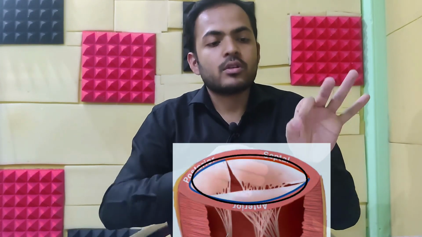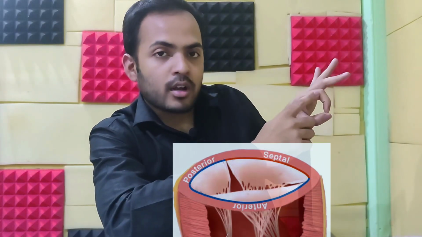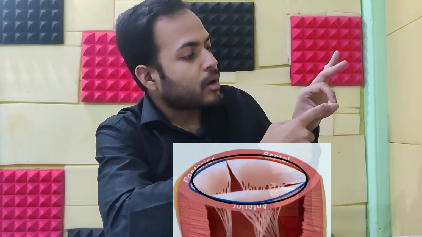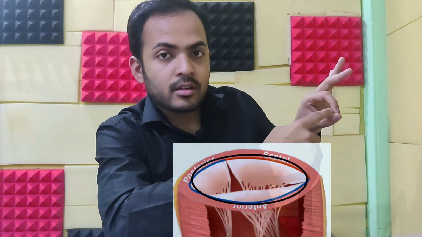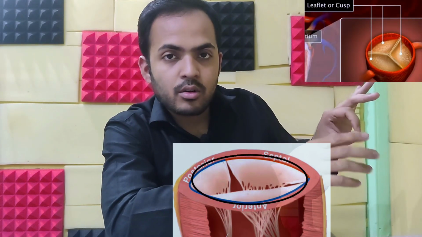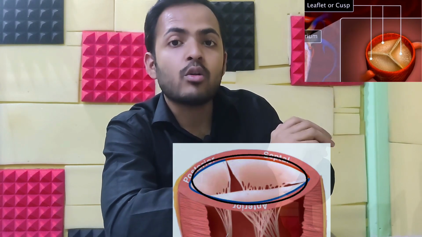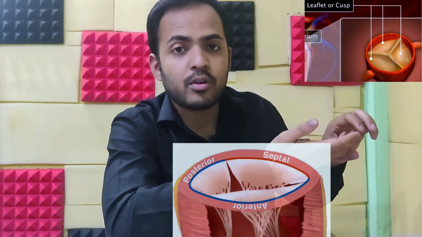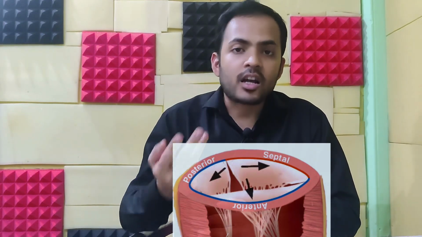Suppose this is the annulus. The inside part acts as a base, and from this base you are getting these leaf-like, angular projections. We call these leaflets or cusps. This tricuspid valve has, tri meaning three, cusps.